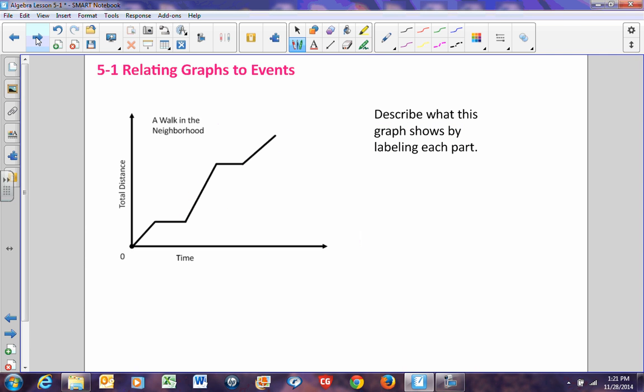Let's look at another graph. We're describing a walk in the neighborhood. Now notice, this graph differs from the last graph just a little bit. You'll notice it doesn't go back down here to 0. That's because instead of distance from home, this is total distance. Which means by the time I walk in my neighborhood and then stop walking in my neighborhood, my distance never goes back to 0 because I'm not going away from home and coming back home.